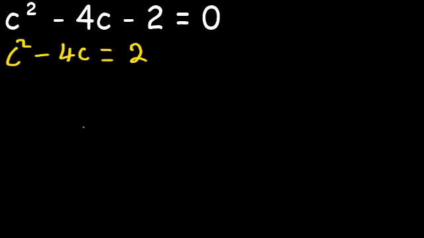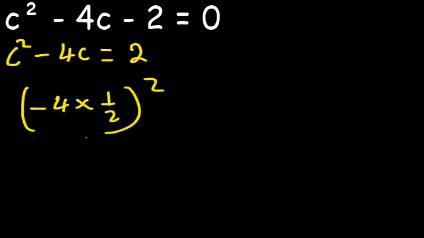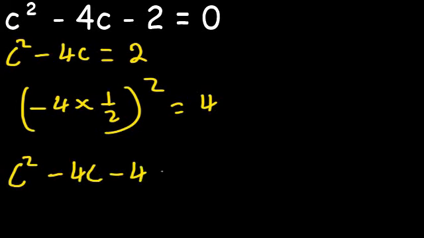It's already passed. So the next thing is that I will observe the coefficient of c. The coefficient of c turns out to be minus 4. Then I would like to multiply it by half, and square my result. So this is equal to minus 4 times half, that's minus 2. Minus 2 squared is actually equal to 4. So I would like to add it to both sides. So I should get c squared minus 4c plus 4 equals to 2 plus 4.